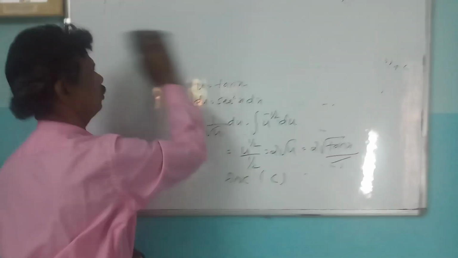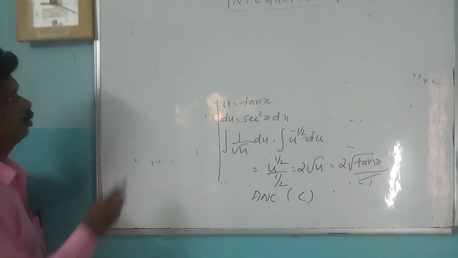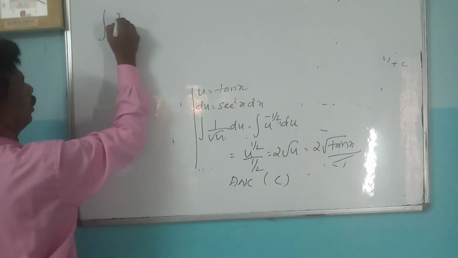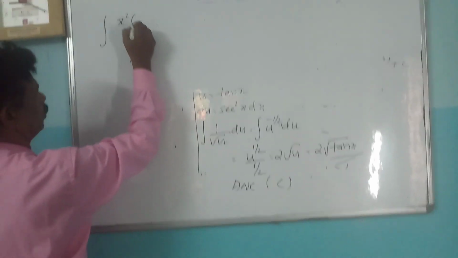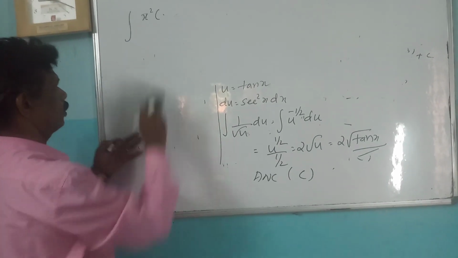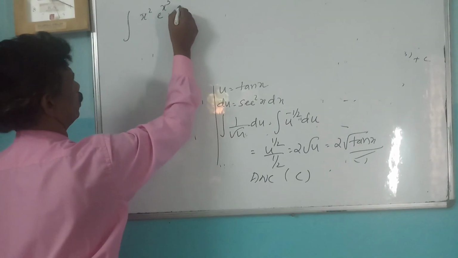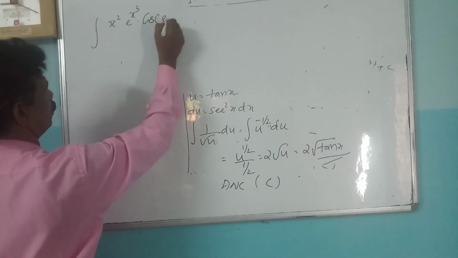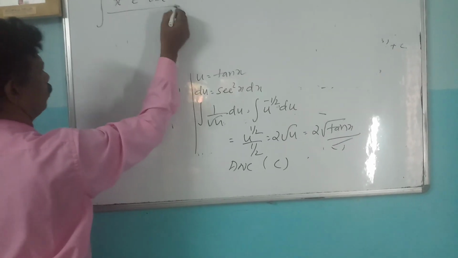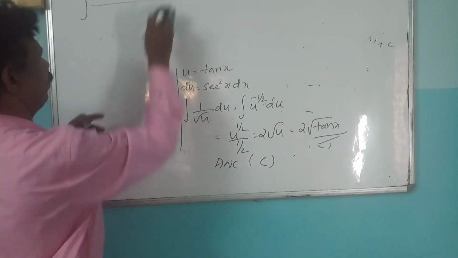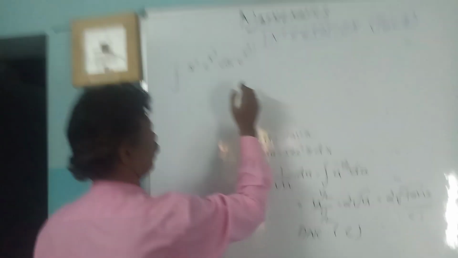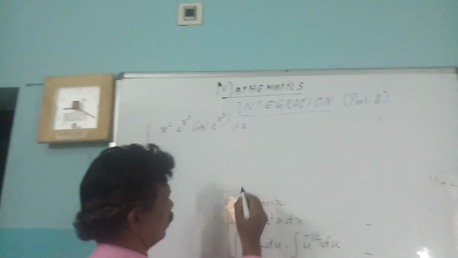Okay, next question. Integral of x square into e raised to x cube into cos of e raised to x cube dx.